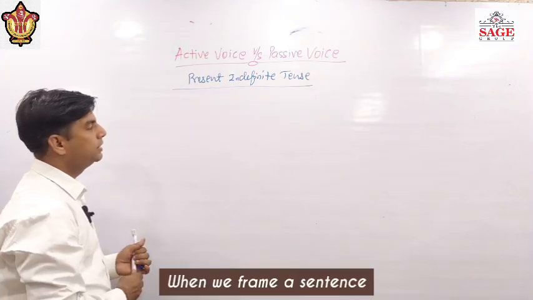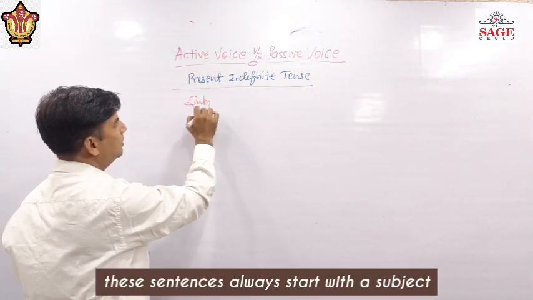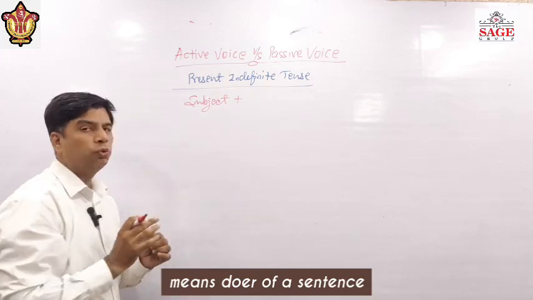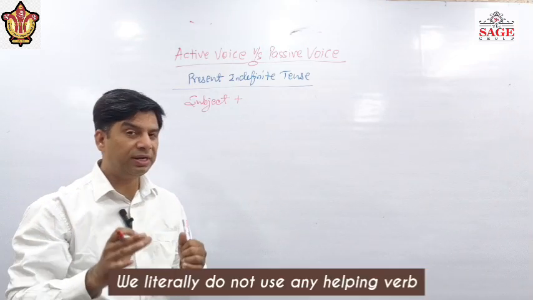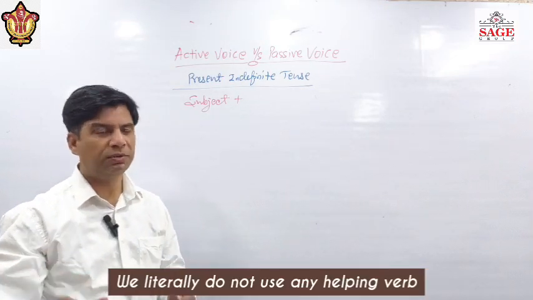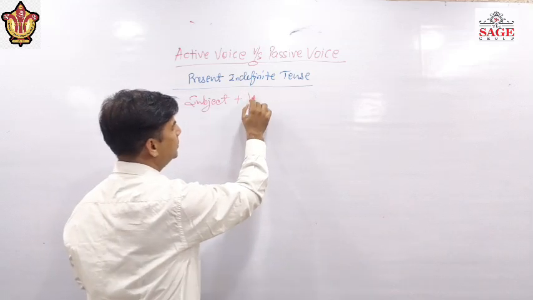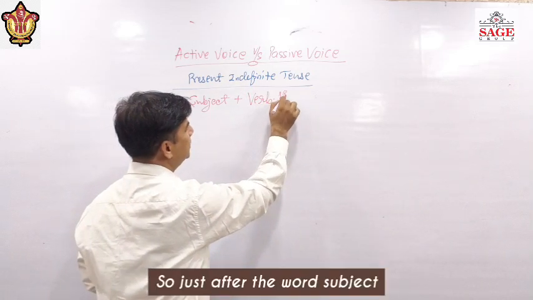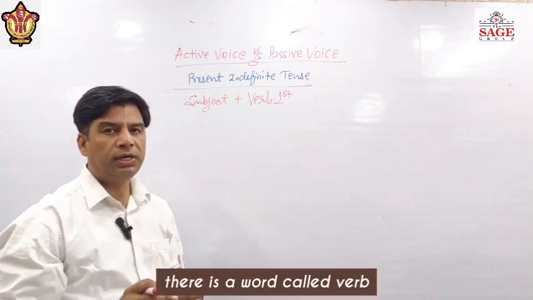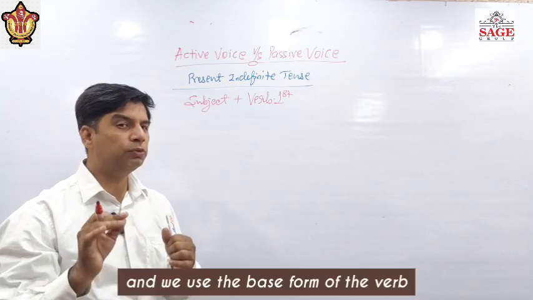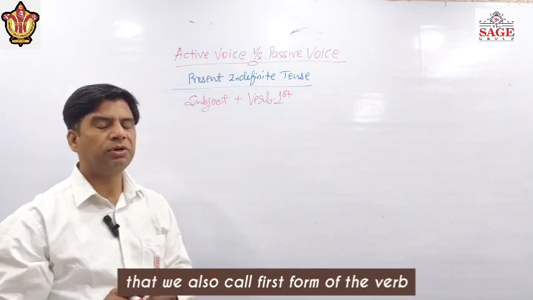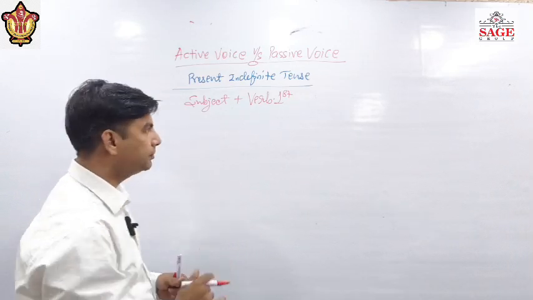When we frame a sentence, these sentences always start with a subject, meaning the doer of the sentence. We literally do not use any helping verb while framing these sentences. So just after the subject, there is a verb. And we use the base form of the verb that we also call the first form of the verb.